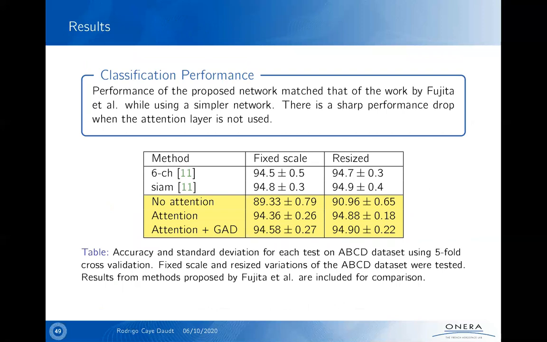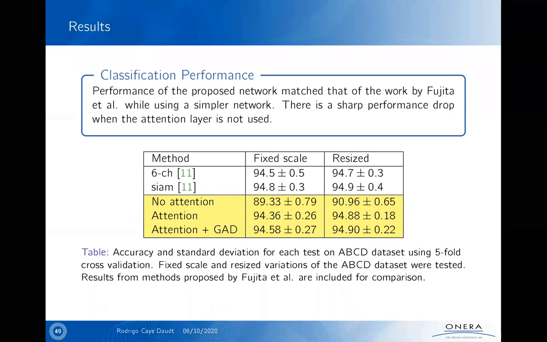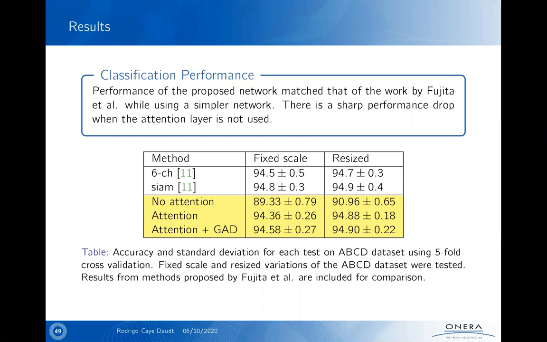We compared with the original results from the authors of the dataset. And with the attention layer, and also we can post-process the attention layer with the guided anisotropic diffusion that I mentioned a few minutes ago, we achieve basically the same level of performance as the original authors with a simpler network, but just using this attention layer. So it's a pretty light framework, and it achieves a very good performance.